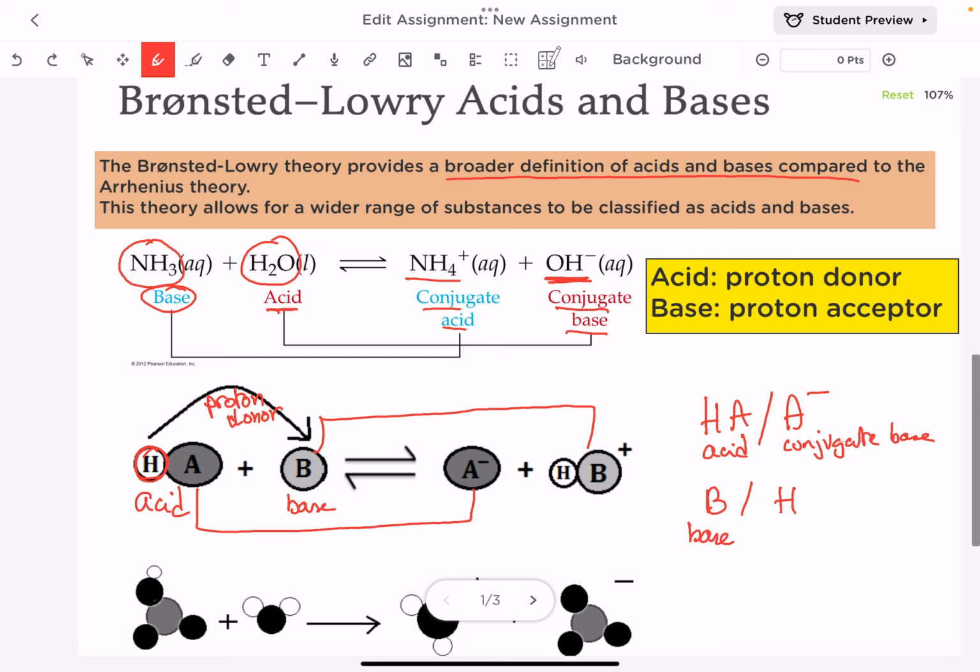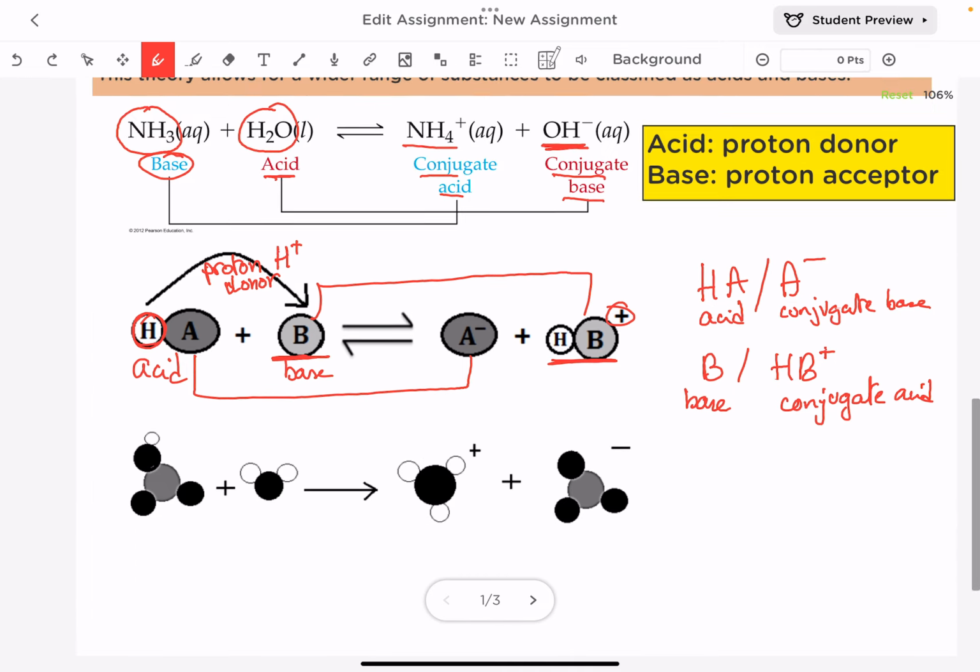So the base turns into a conjugate acid, and vice versa, an acid turns into a conjugate base. So you see here, B was without H, and now it has H and the plus. So a proton donor is an acid, a proton acceptor is a base.